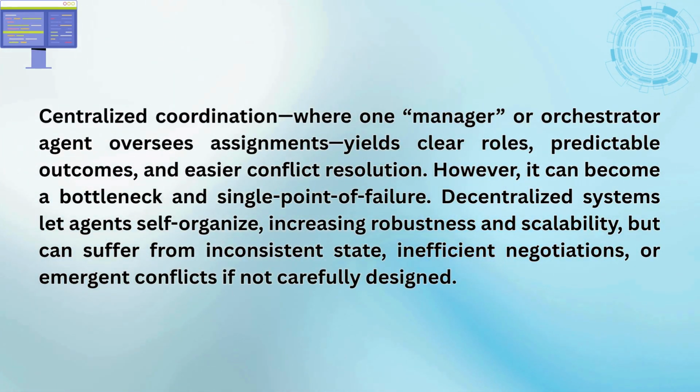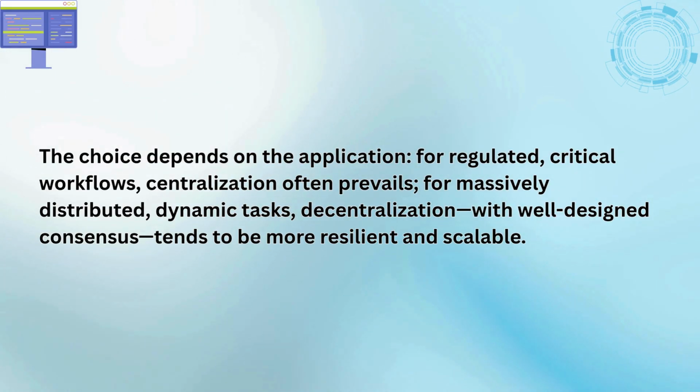However, it can become a bottleneck and single point of failure. Decentralized systems let agents self-organize, increasing robustness and scalability, but can suffer from inconsistent state, inefficient negotiations, or emergent conflicts if not carefully designed. The choice depends on the application. For regulated, critical workflows, centralization often prevails. For massively distributed, dynamic tasks, decentralization, with well-designed consensus, tends to be more resilient and scalable.